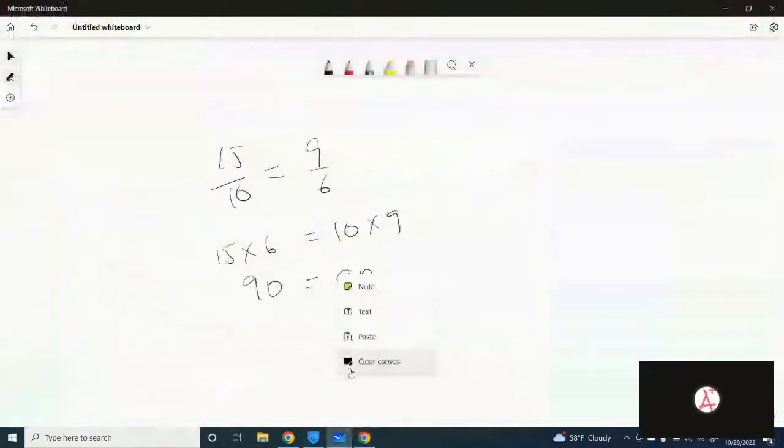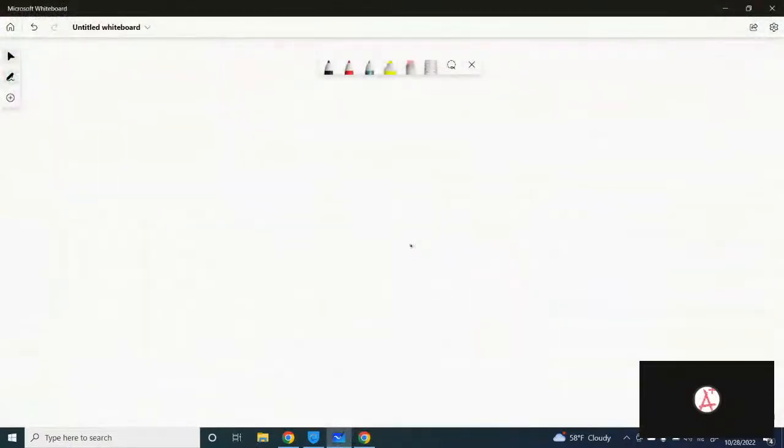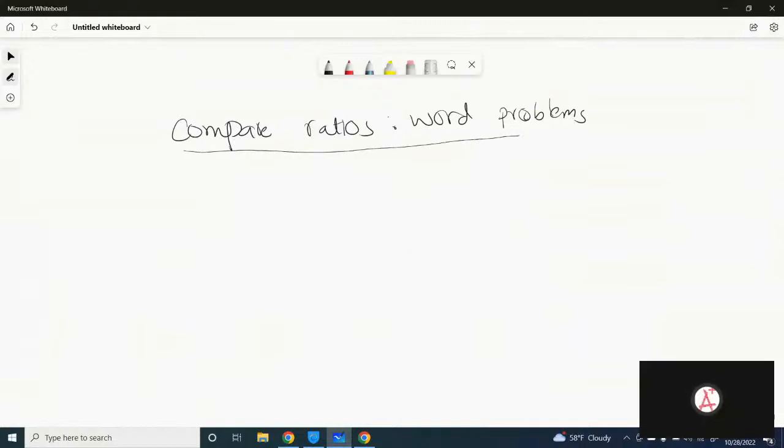Let's start with compare ratios word problems. Got it? Please make sure you have your notebook and pencil so that you can note down the definitions and examples as well. Got it? Okay, let's start with the first example.